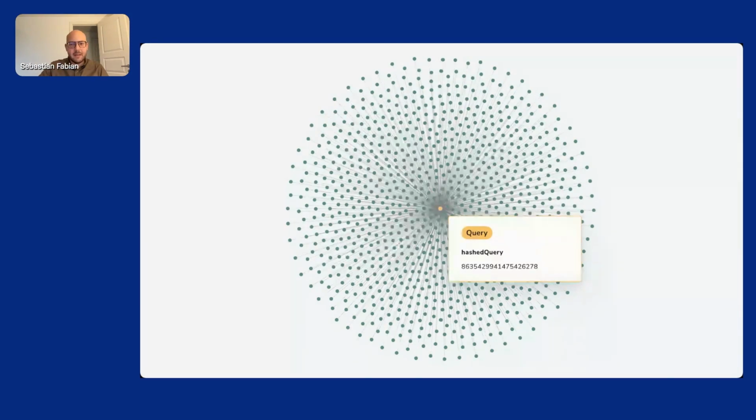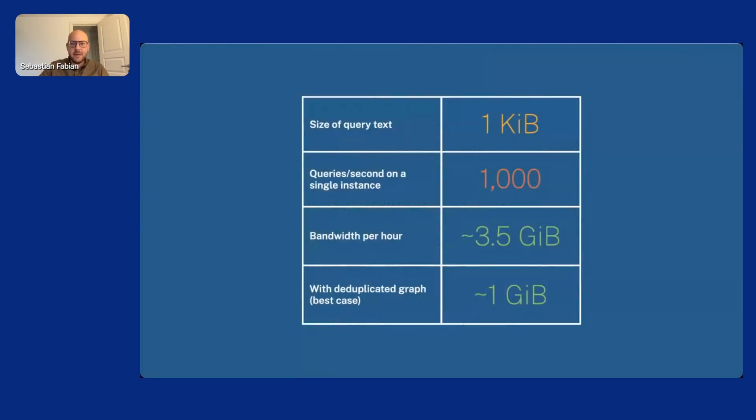So let's take a look at some numbers and some assumptions to get an idea of what is required and what kind of amount of data we're dealing with here. Let's say that we have a query text of 1 kilobyte, which is a pretty big query. And let's say we're running 1,000 queries per second. If you were running 1,000 queries per second, you would probably have a slightly smaller query, but just for the sake of getting a worst case figure here. This would give us a bandwidth per hour of about 3.5 gigabytes of data, just counting the query text.